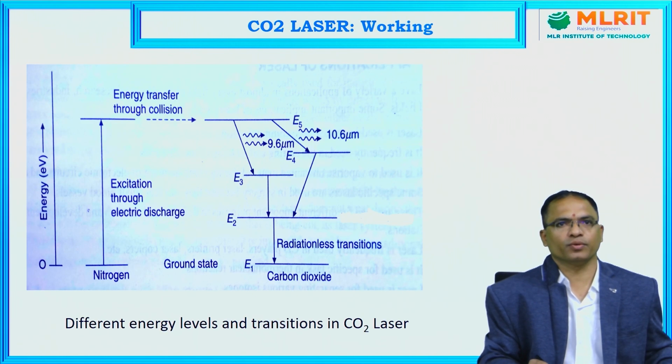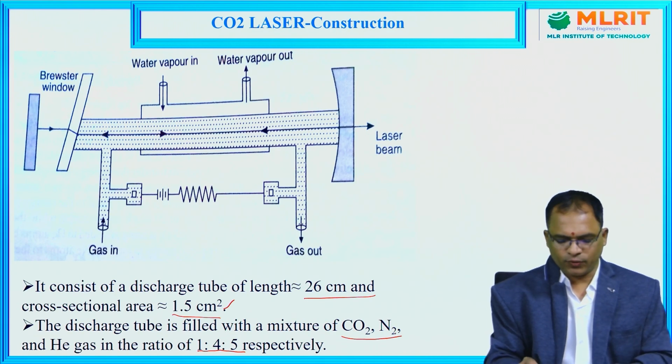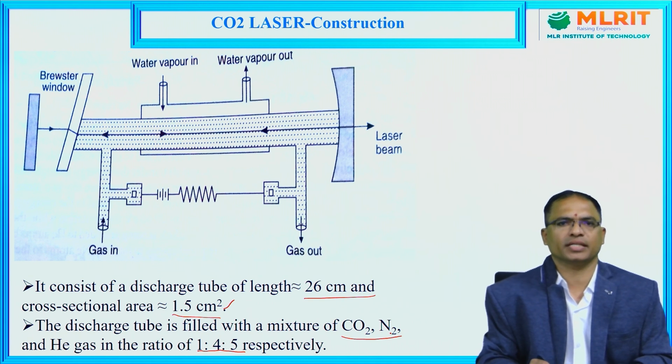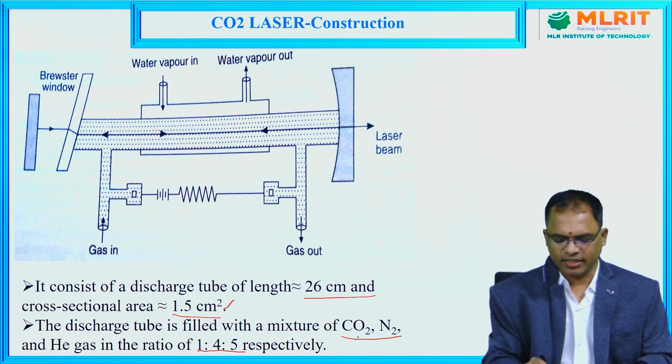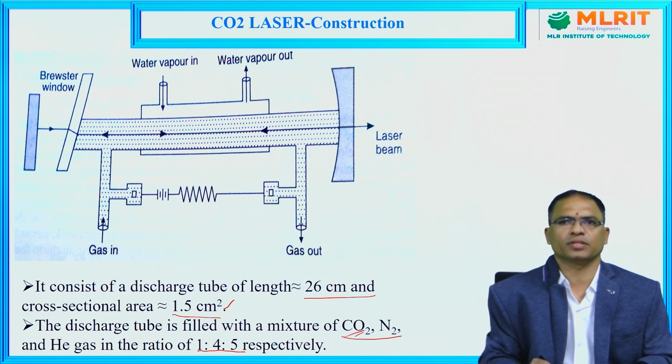Now, why are we using nitrogen and helium along with carbon dioxide? In the introduction for this CO2 laser, I said that the active centers are carbon dioxide molecules, meaning that only between the vibrational states of the carbon dioxide molecule are we going to get laser transitions. But what is the need of nitrogen and helium? Nitrogen molecules are light in weight when compared with carbon dioxide. That's why these nitrogen molecules are used to stimulate carbon dioxide molecules from their ground state to the excited state.